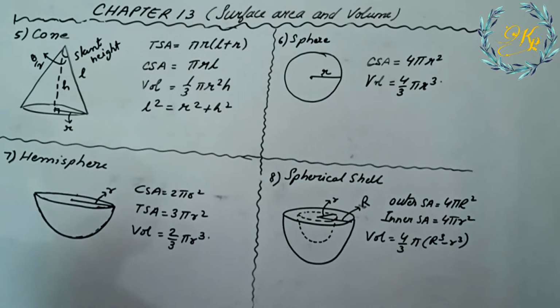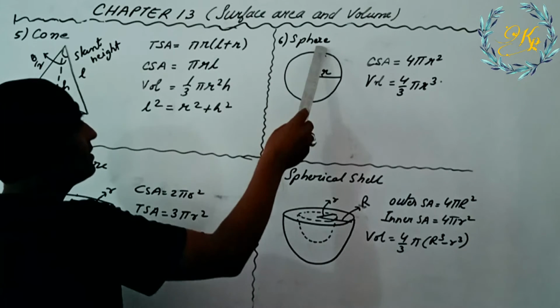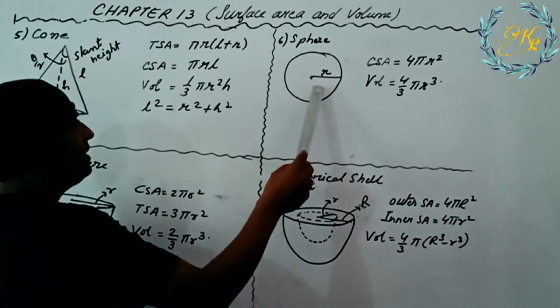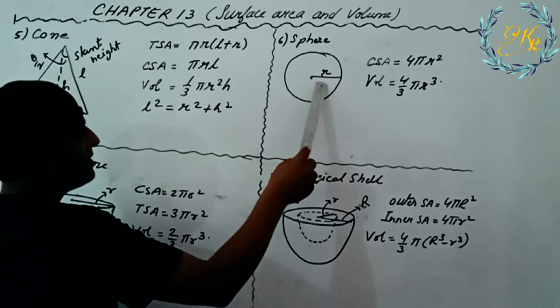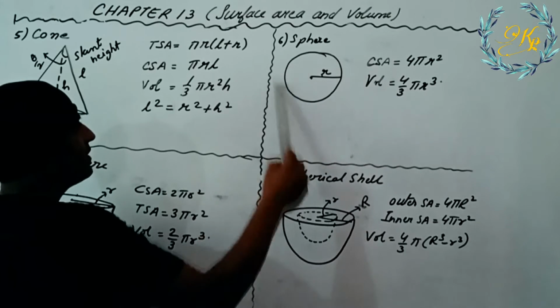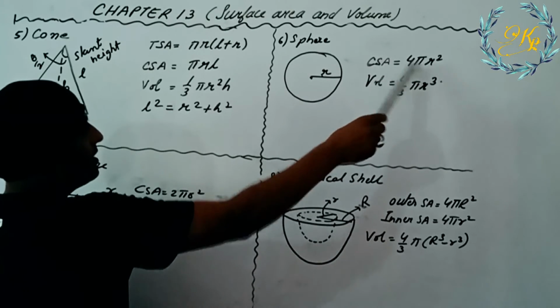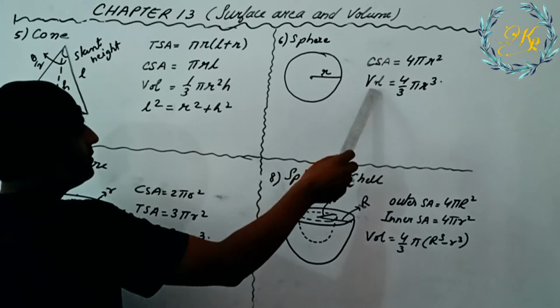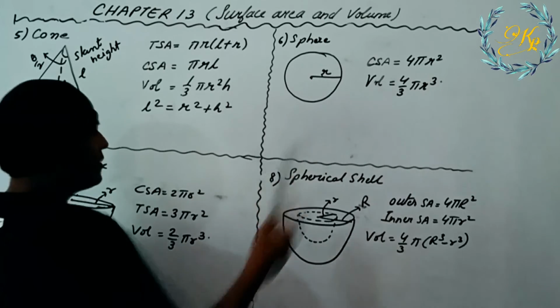Moving to the sphere, it's a round shaped body, having only one dimension, that's the radius. If you want to find the curved surface area of the sphere, the formula is 4 pi r square. To find the volume of it, you use the formula 4 upon 3 pi r cubed.